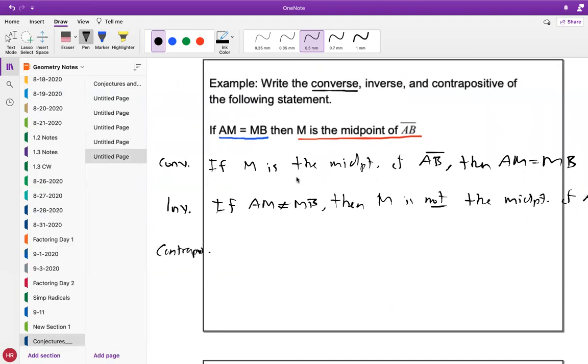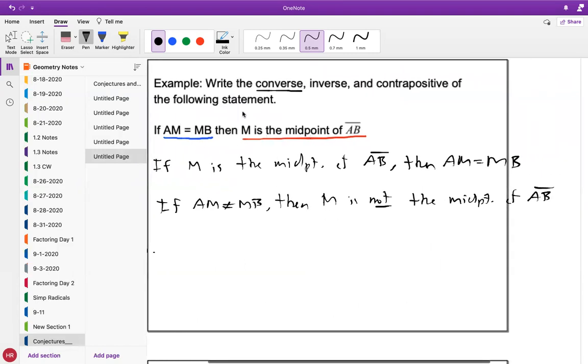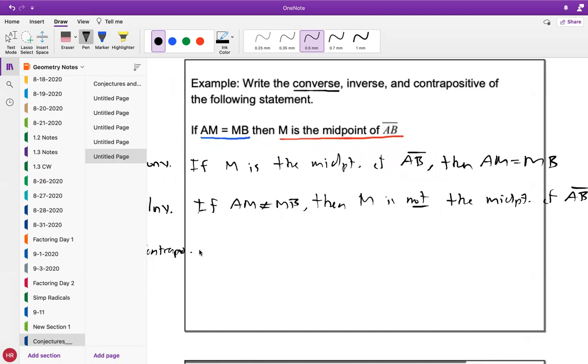Contrapositive. That means I switch the order of these two statements and I negate them. That says if M is not the midpoint of AB, then AM is not equal to MB. So this is called the contrapositive, and it's where I switch the two statements and I negate them. I make them the opposite. So if M is not the midpoint, then AM is not equal to MB. That's how you write these.